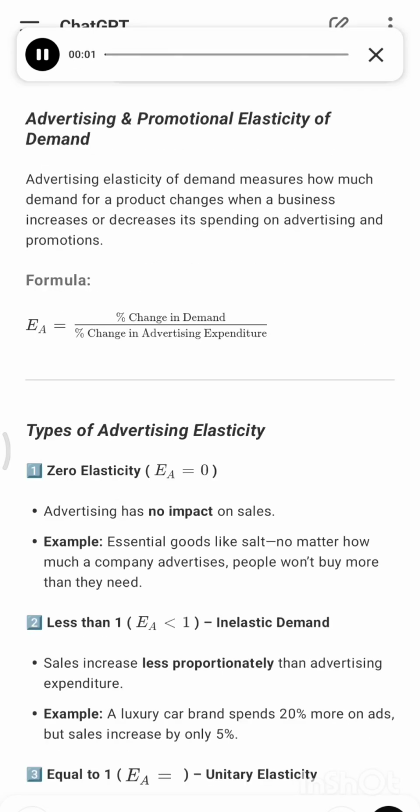Advertising and promotional elasticity of demand. Advertising elasticity of demand measures how much demand for a product changes when a business increases or decreases its spending on advertising and promotions. Formula: EA equals percentage change in demand divided by percentage change in advertising expenditure.